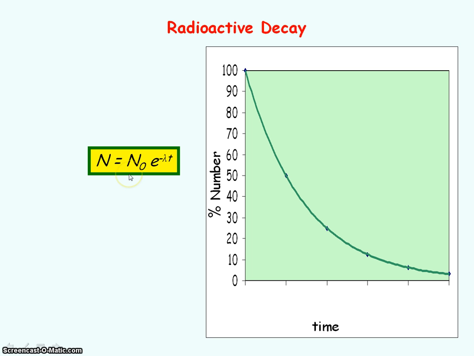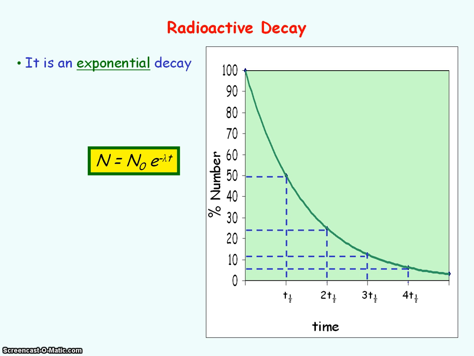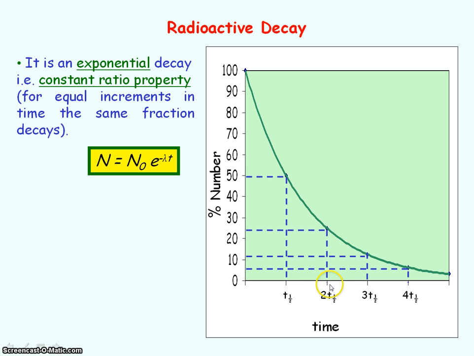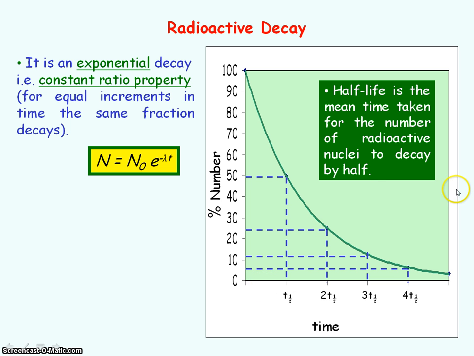So this equation is showing that radioactive decay is an exponential decay, and a feature of exponential decay is constant ratio property. So for equal increases in time, the same fraction of nuclei decays, which leads to the half-life concept. Half-life is the average time taken for half the radioactive nuclei to decay. So every half-life interval, half of the nuclei will decay.